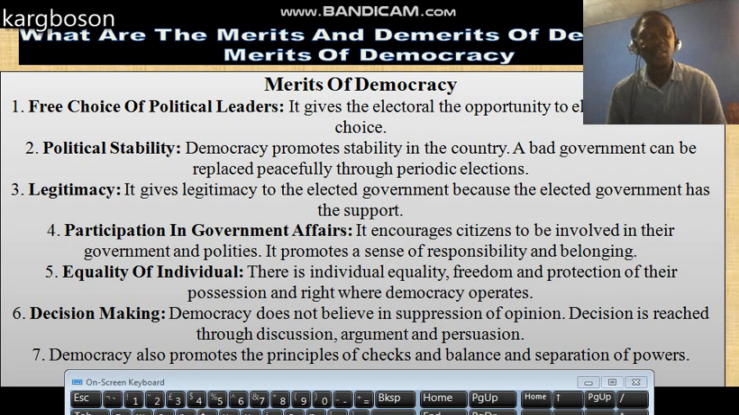Then decision making. Democracy does not believe in suppression of opinion. Decisions are reached through discussions, arguments, and persuasion. The government will not just take decisions. It has to persuade, it has to discuss, it has to dialogue with the citizens. That is another good thing about democracy. Democracy also promotes the principle of checks and balances and separation of powers.